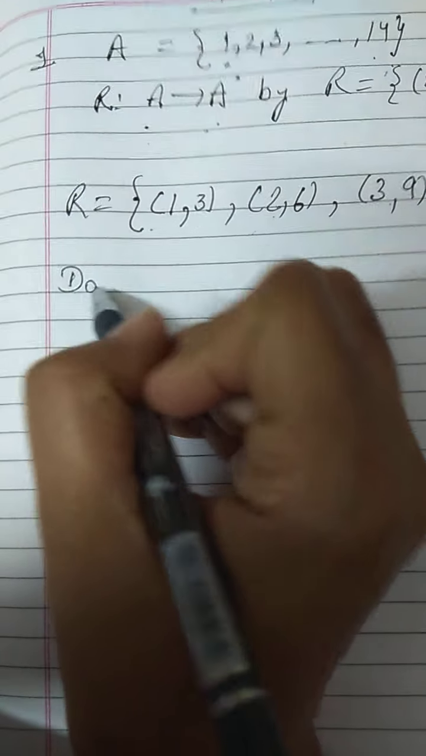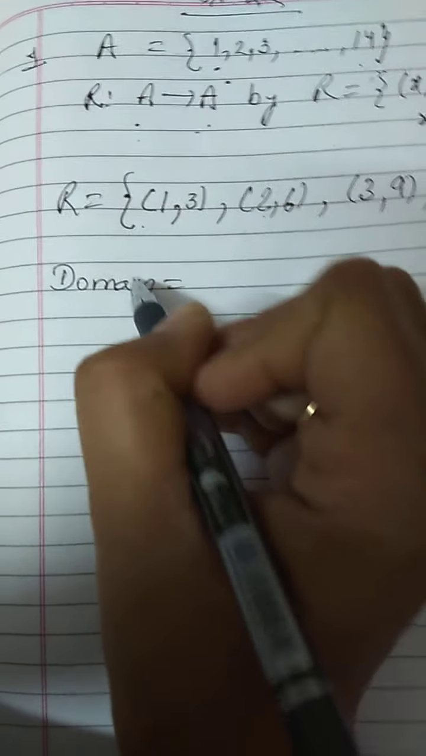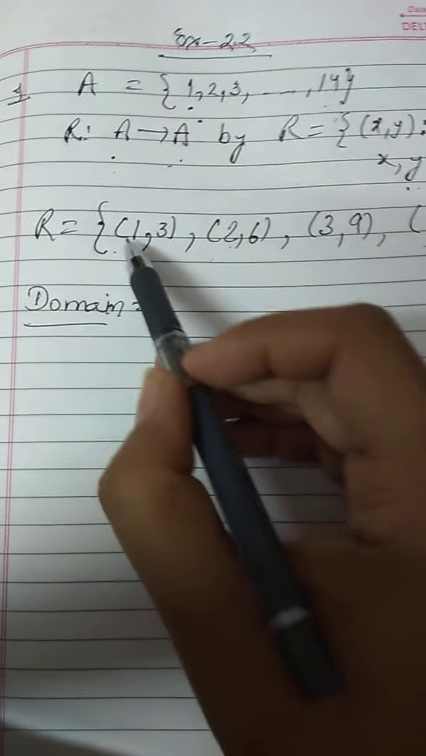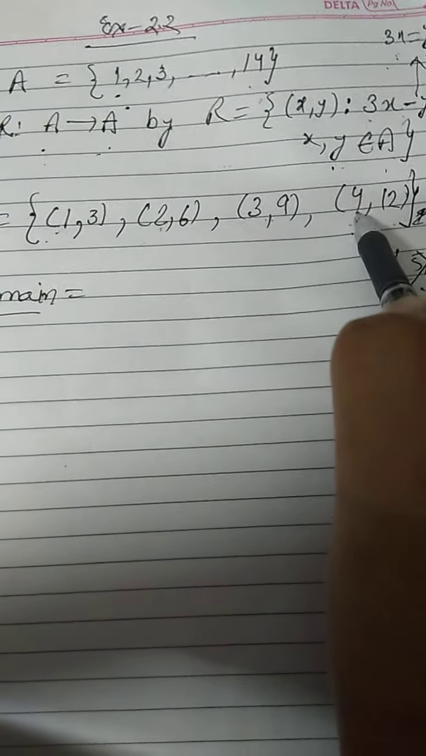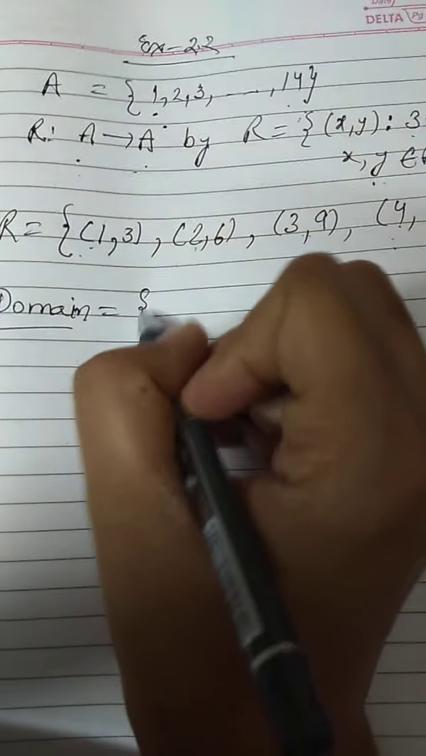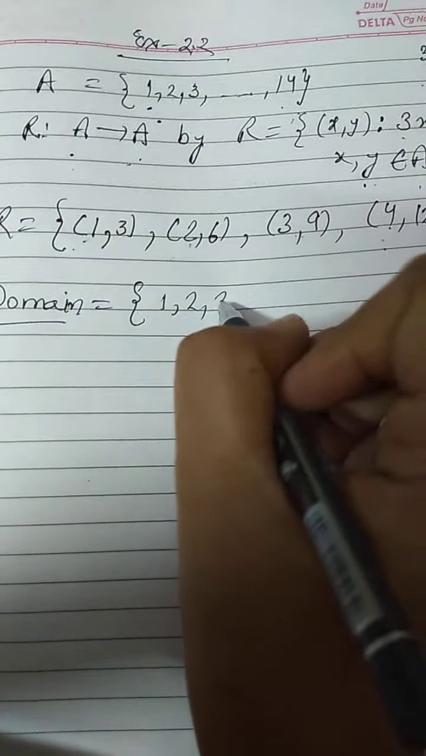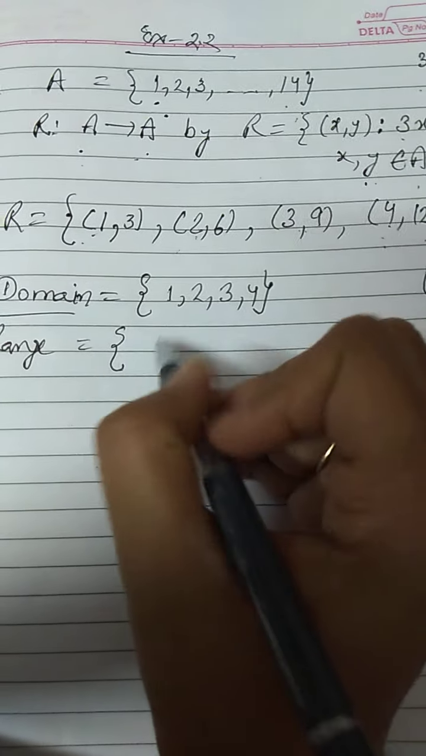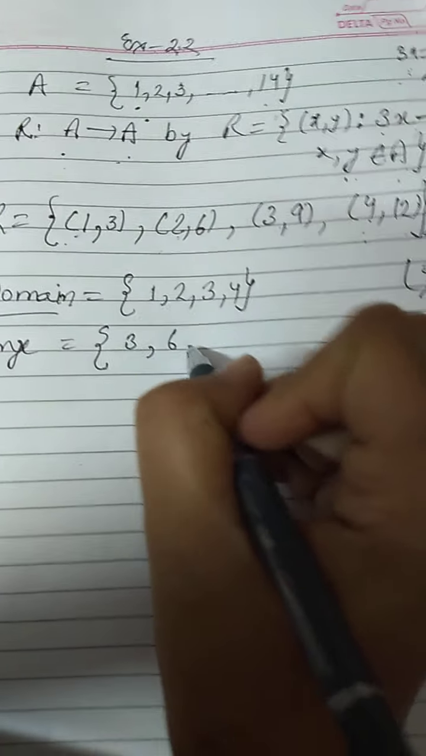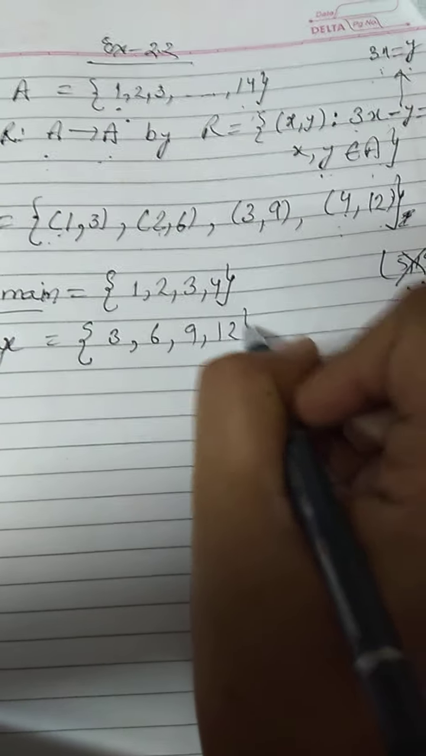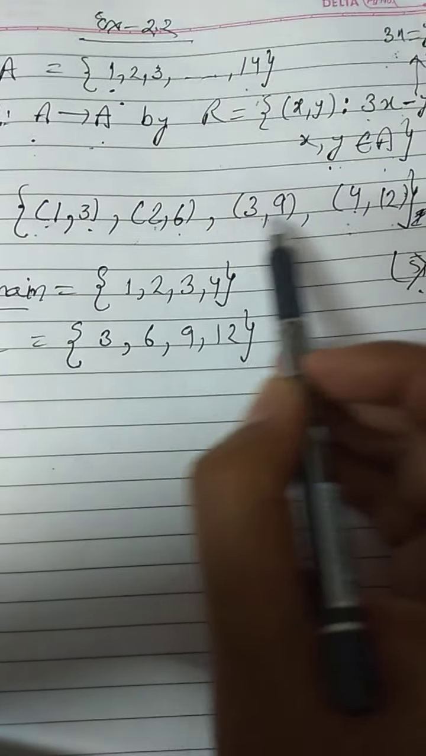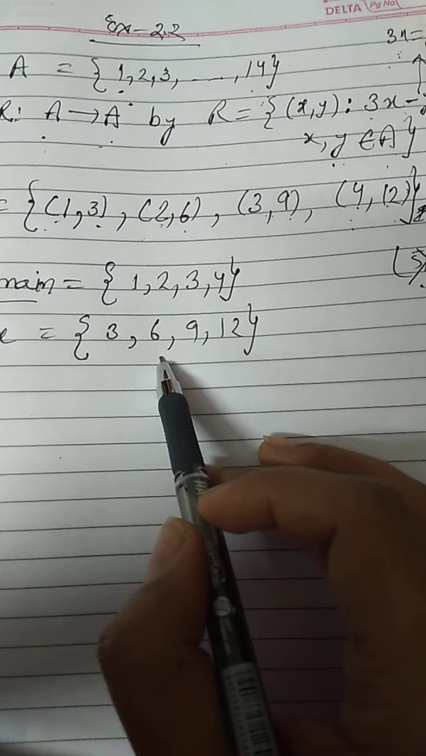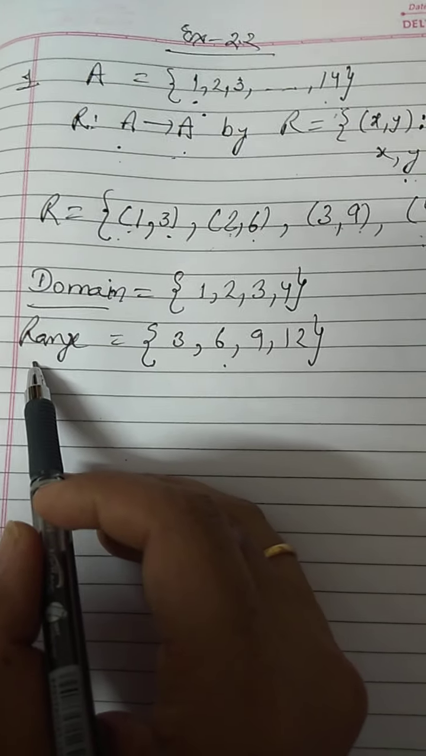The relation is defined. Now we have to write down the domain. The domain means the collection of all the first elements of the ordered pairs of the relation. So it is 1, 2, 3 and 4. Now what is the range? Range means the collection of all the second elements of the ordered pairs. It will be 3, 6, 9 and 12. The second element of every ordered pair. If I list them in curly braces, this is called the range.